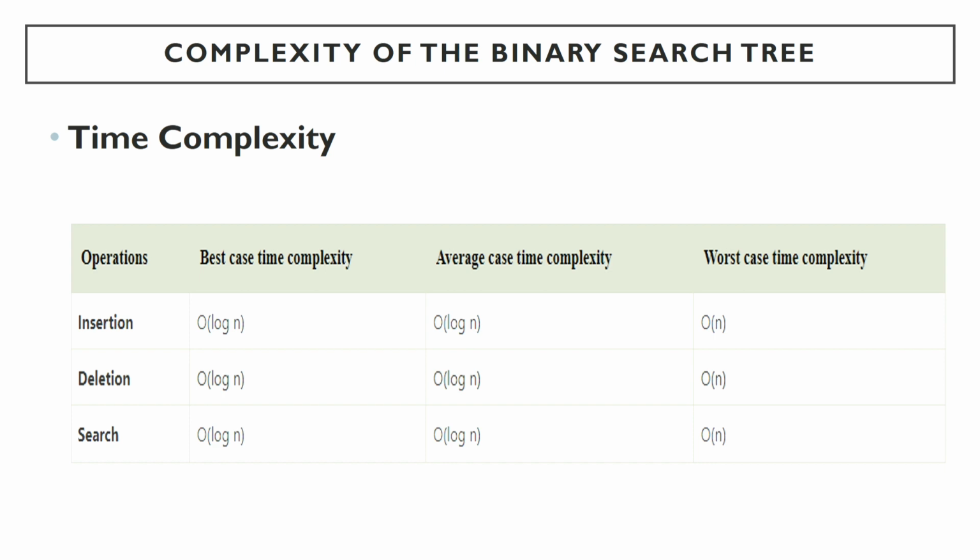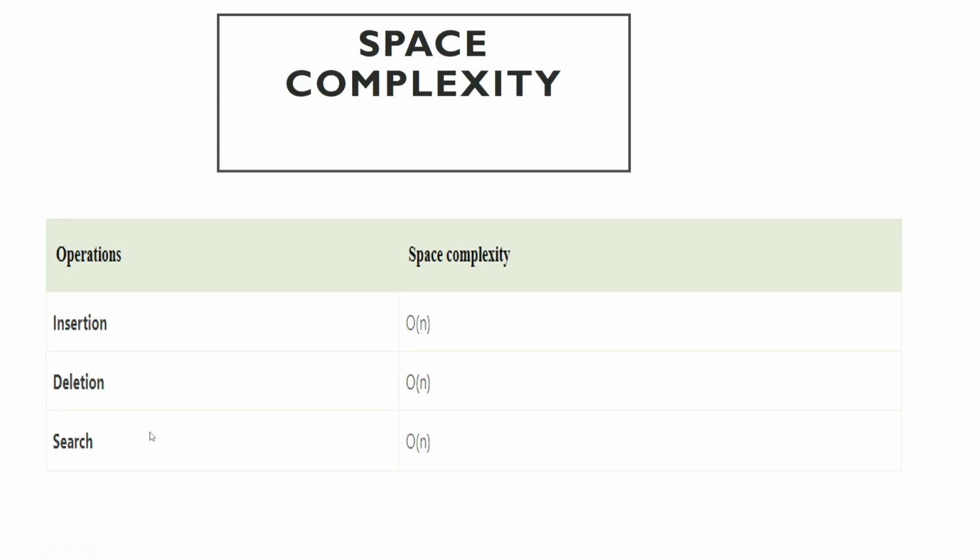Now the complexity of the binary search tree. First one is time complexity. As you can see in the diagram, for insertion the best case time complexity is O(log n), the average case is O(log n), and the worst case is O(n). In the case of deletion, O(log n), O(log n), O(n) only, and in the case of search also O(log n), O(log n) and O(n). The best case, average case and worst case remain the same for insertion, deletion and search.